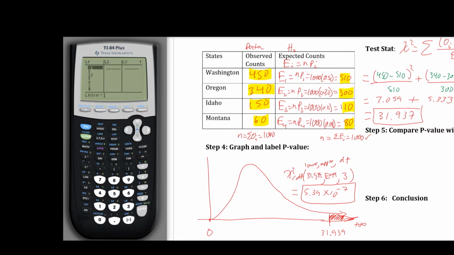Okay. Now you could put your observed counts in L1, your expected counts in L2. If you're using the in-calculator function, it doesn't really matter. You can put them in any order. It's only when you're using that Math 200A program that the order matters. All right, I'm going to put my observed counts in L1, so I'm going to clear out this list.